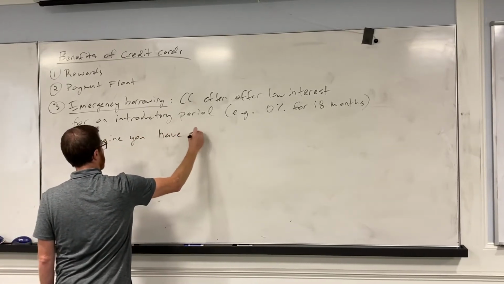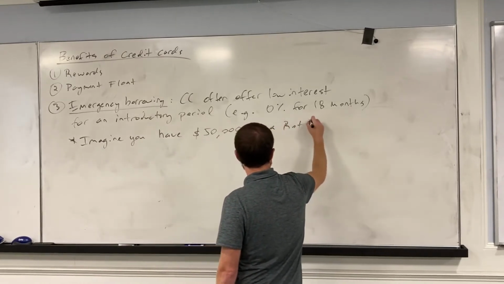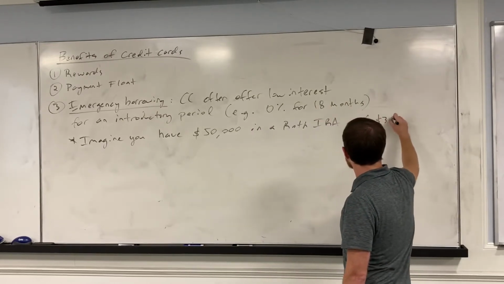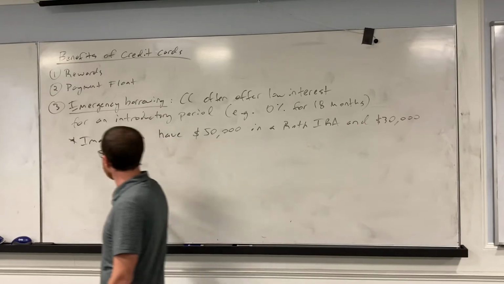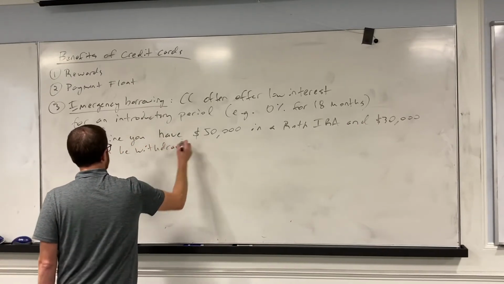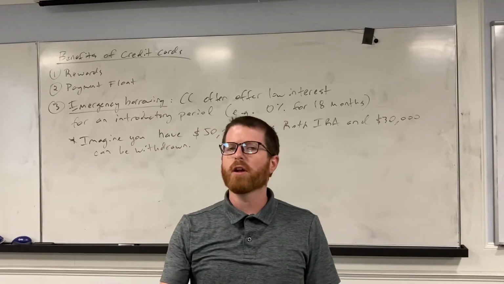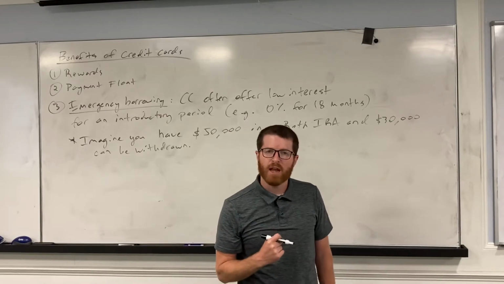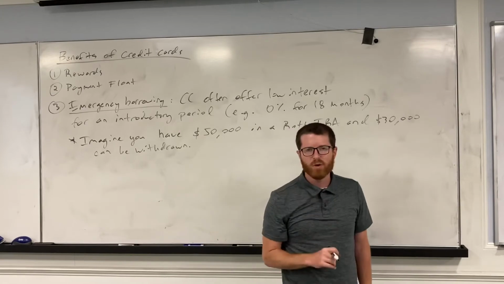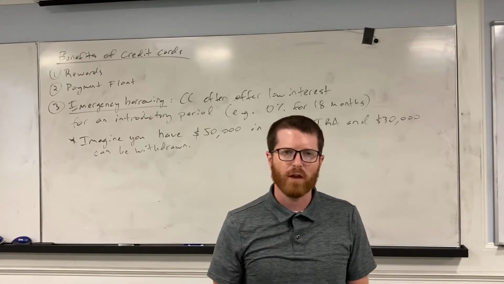Imagine you have $50,000 in a Roth IRA. And $30,000 can be withdrawn. We talked about this before with Roth IRAs, right? One nice thing about Roth IRAs is you can withdraw your contributions at any time but you can't withdraw your interest. This person is way more like you than the person who's going to put 3 or 4 months of emergency fund into a savings account.